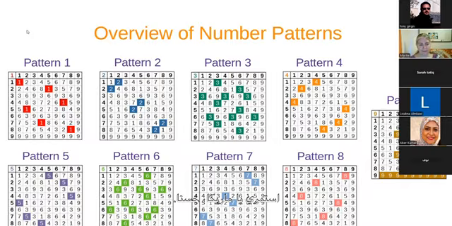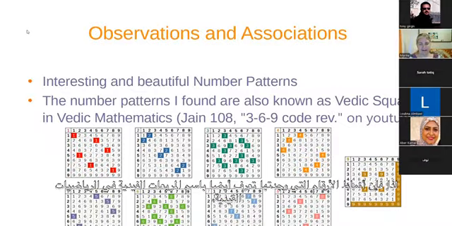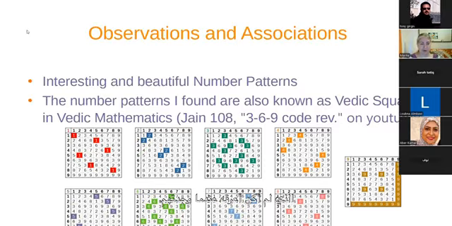Continue, Marika. Okay, so that's the tables, number patterns, and now we look at observations and associations. So the number patterns I found are also known as Vedic squares in Vedic mathematics, which I didn't know when I found them. But now I realized in the preparation for this talk that they are actually already known, and I found out from the video of Jan 108, which is called 369 Code Revealed on YouTube. So thank you so much for that assistance.